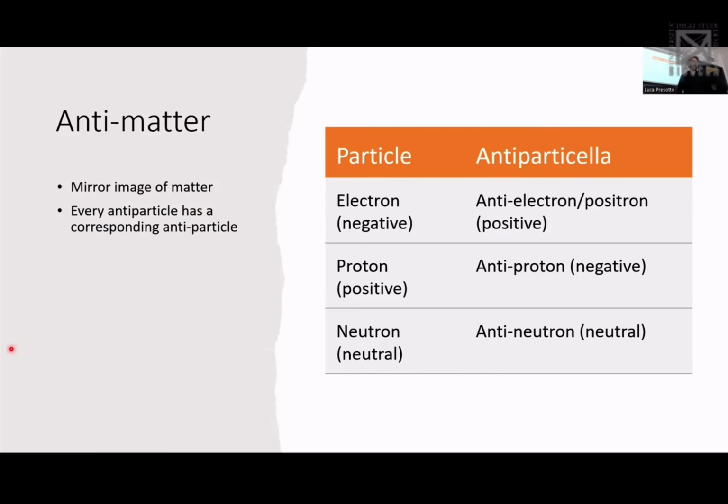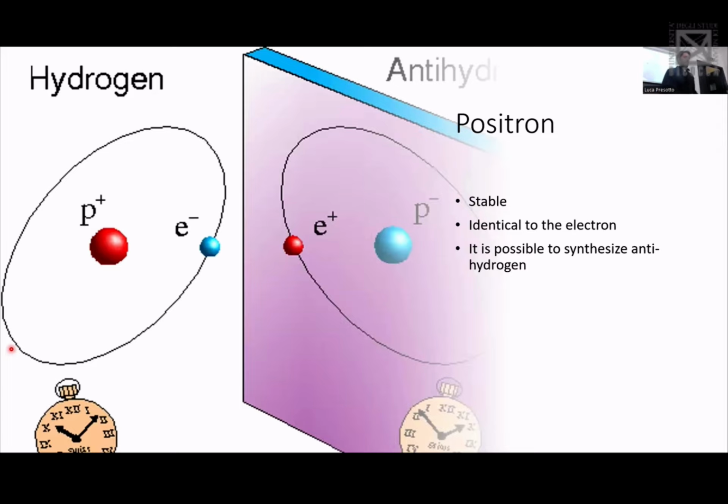Now, I've mentioned the anti-electron or positron. What is it? It's antimatter, which is basically the mirror image of matter, and every particle has a corresponding antiparticle. So you have an electron, which has the anti-electron or positron, and the proton, which has the antiproton, that go from positive electrical charge into negative electrical charge. And neutrons have anti-neutrons that are still neutral, of course.